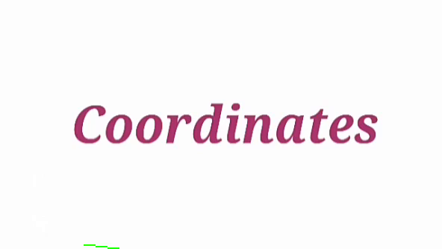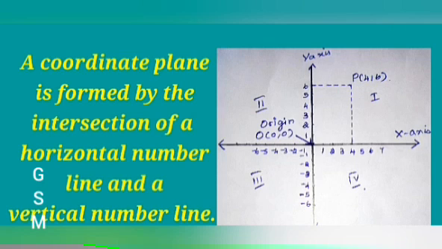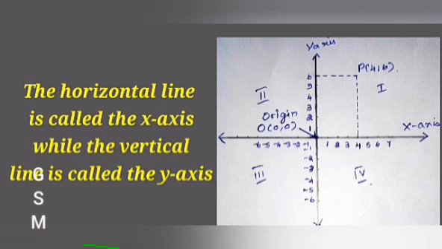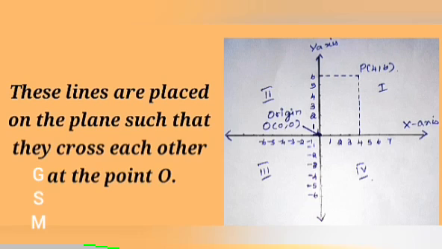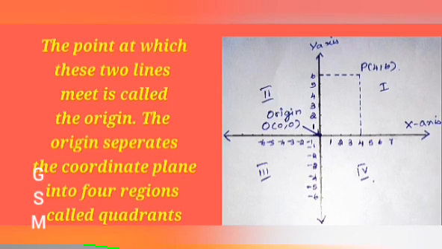Next, coordinates. A coordinate plane is formed by the intersection of a horizontal number line and a vertical number line. The horizontal line is called the x-axis while the vertical line is called the y-axis. These lines are placed on the plane such that they cross each other at the point O. The point at which these two lines meet is called the origin.